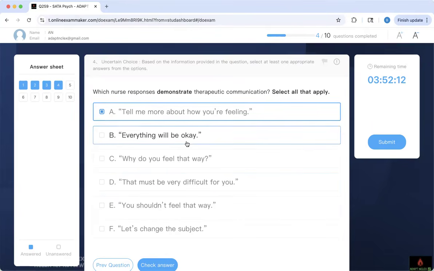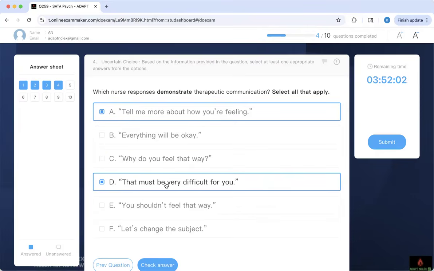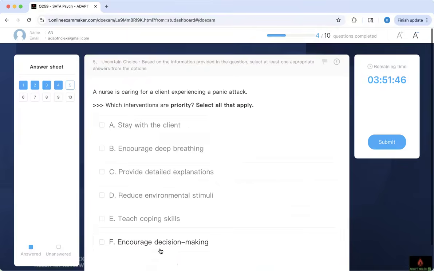Everything will be okay. False reassurance. The word why makes this wrong. That must be very difficult, very sympathetic to the patient's condition. You shouldn't feel that way. Why should the patient not feel that way? They can feel the way they want. You shouldn't say that. Let's change the subject. You don't want to hear what they have to say? It's A and D that are right. I know you got it right.